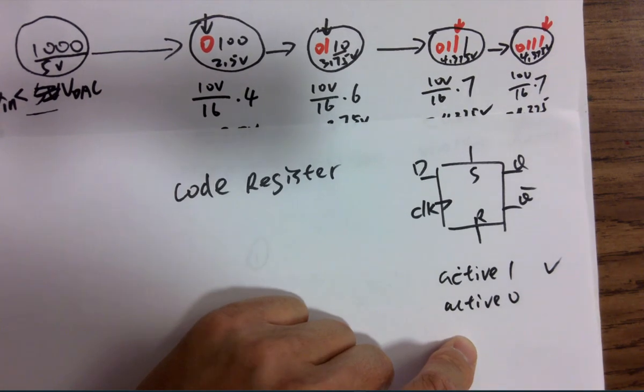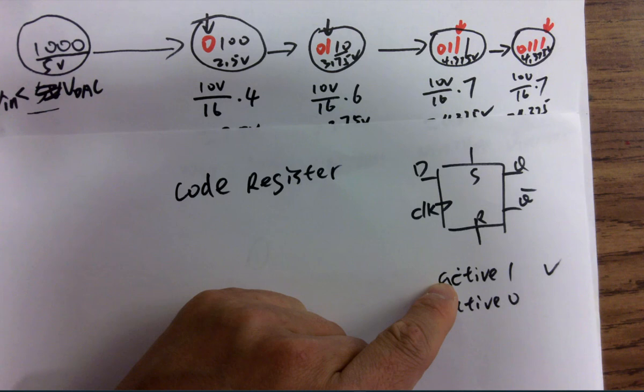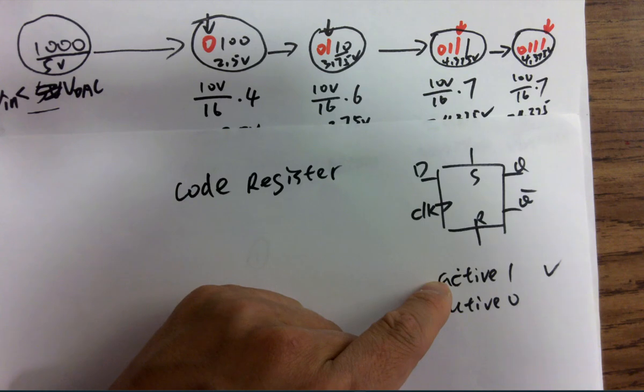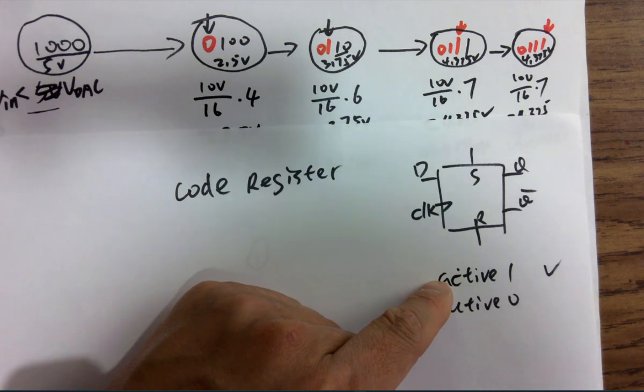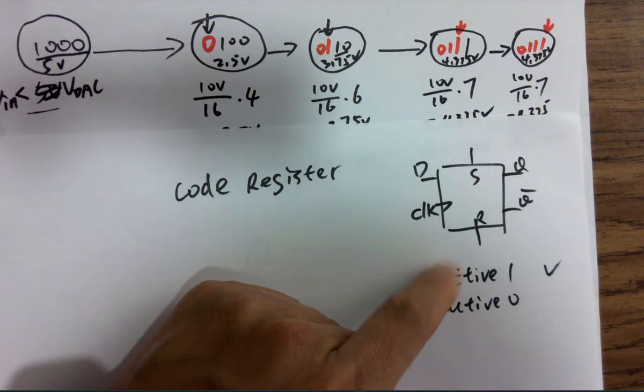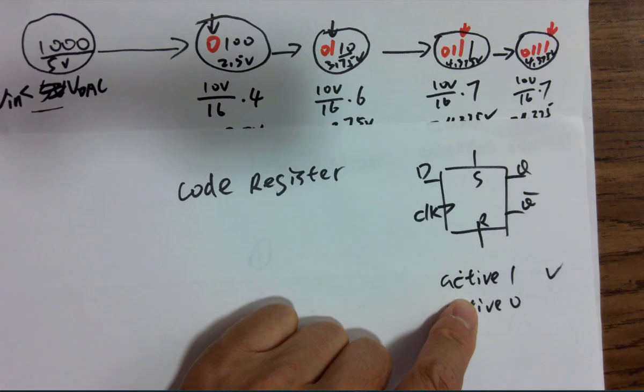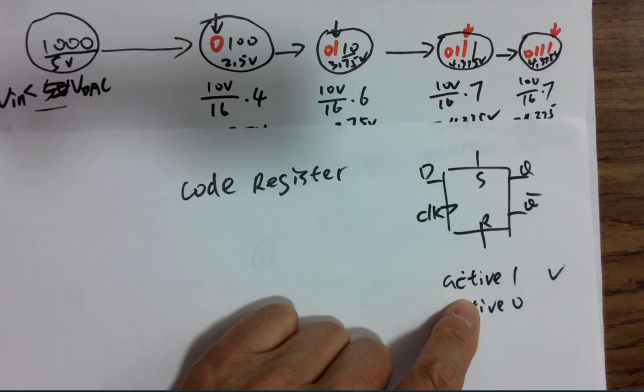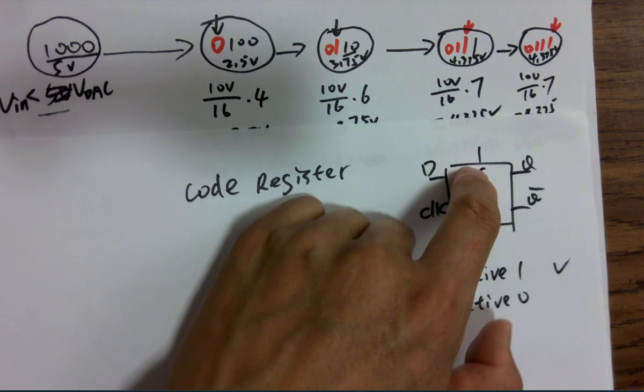Wait, active 1 or 1 active? I forgot. What's the term? Is it active 1 or 1 active? Whenever you put a 1, you activate it, right? Yeah. I'll figure that out. I forgot. Active 1. Active 0. I think active 1. Yeah, it'd be active 1.